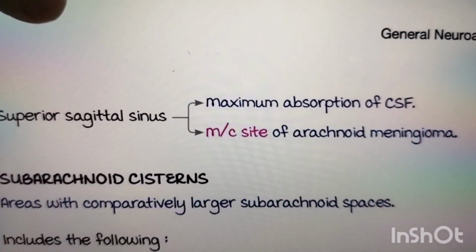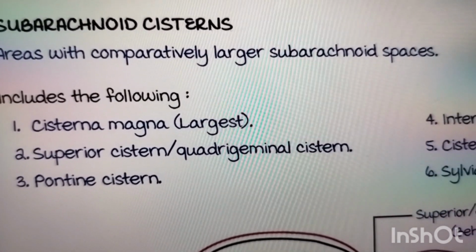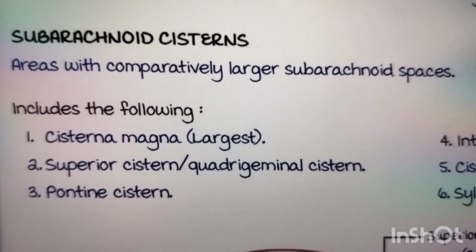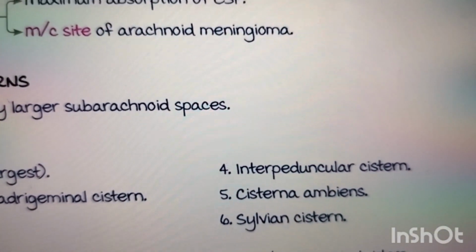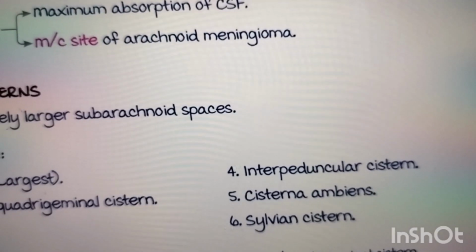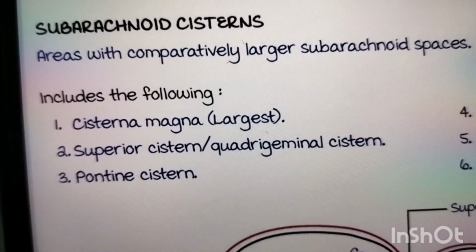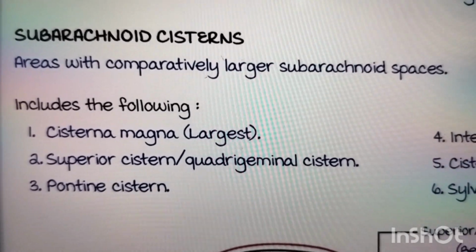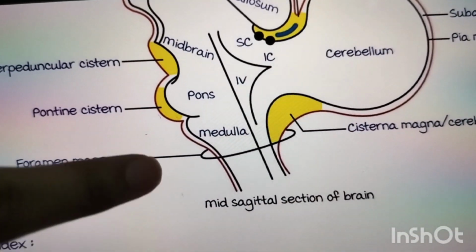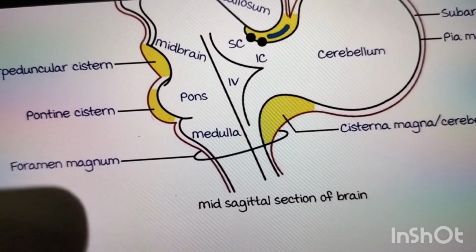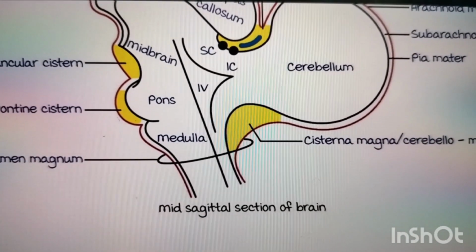So the first subarachnoid cistern is cisterna magna, which is the largest cistern. Second is the superior cistern, the quadrigeminal cistern, pontine cistern, interpeduncular cistern, cisterna ambiens, and sylvian cistern. Cisterna magna is present at the foramen magnum. I will show that this is the foramen magnum, and this is cisterna magna, associated with the foramen magnum. That is why it is called cisterna magna.